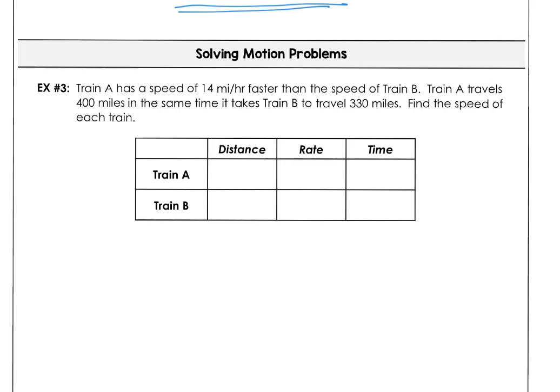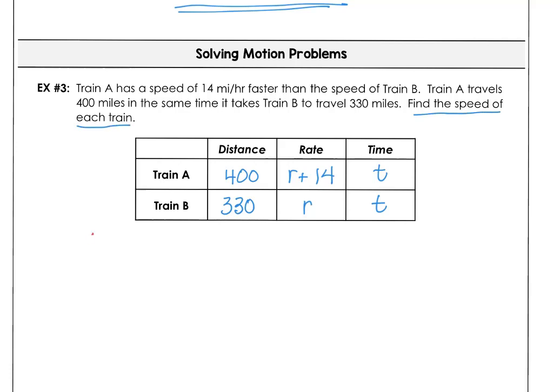Example 3 is another rate problem. Train A has a speed of 14 miles an hour faster than the speed of train B. So I want to call train B R. R is the rate of train B. And train A is 14 miles an hour faster, so that rate is R plus 14. Train A travels 400 miles in the same time that it takes train B to travel 330 miles. We want to find the speed of each train.